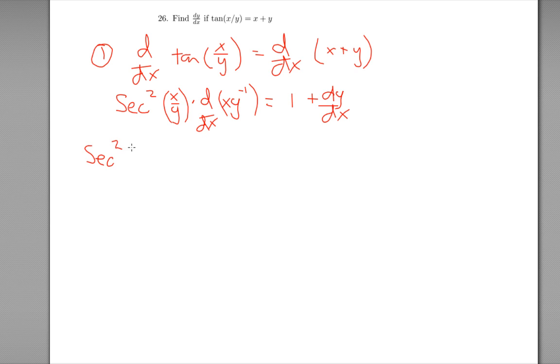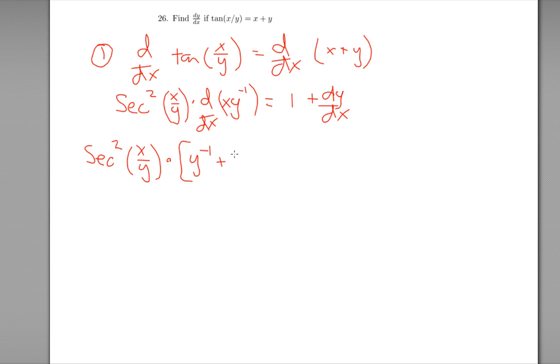Secant squared x over y times, now let's take this derivative. This is a product rule. x is a function of x, obviously, and y is also a function of x. So this is a function of x times a function of x, so we need to use the product rule here. Let's take the derivative of the first one and leave the second one alone. That's just y to the negative 1, because the derivative of x with respect to x is just 1.